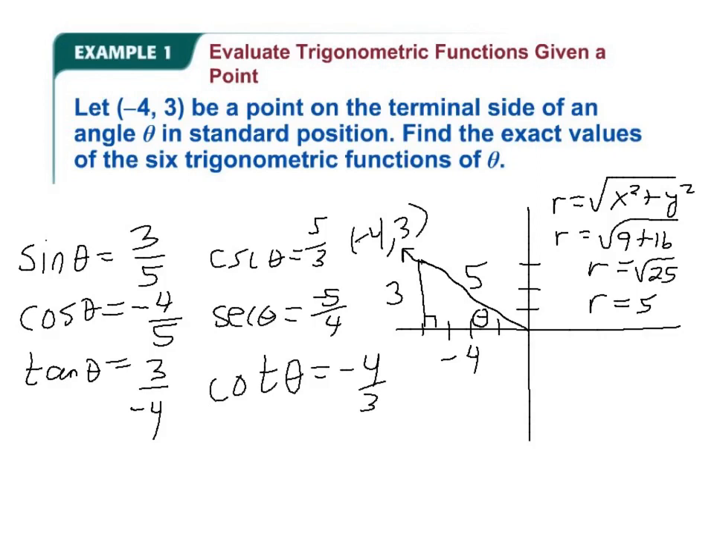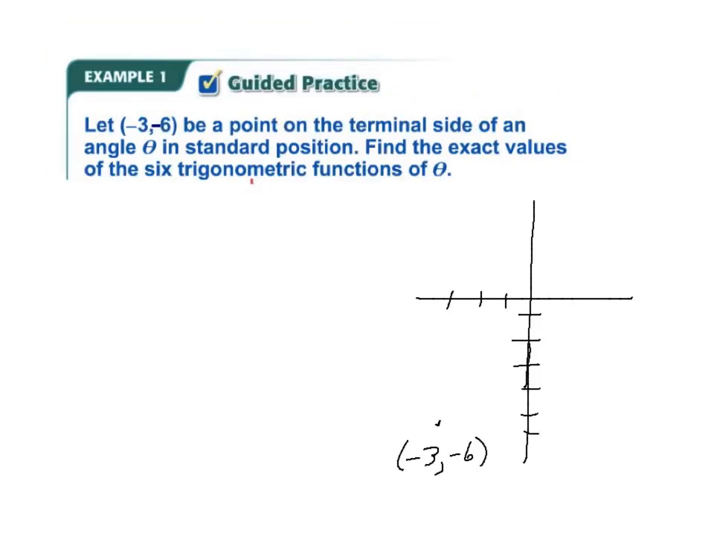Now let's go ahead and try another example. So it says to find the 6 trig functions if -3, -6 is a point on the terminal side of an angle theta in standard position. So standard position puts us at the acute angle closest to the x-axis. So once we draw where the point is located in space, then we need to draw in the triangle. The triangle is going to help us find our 6 trig functions.